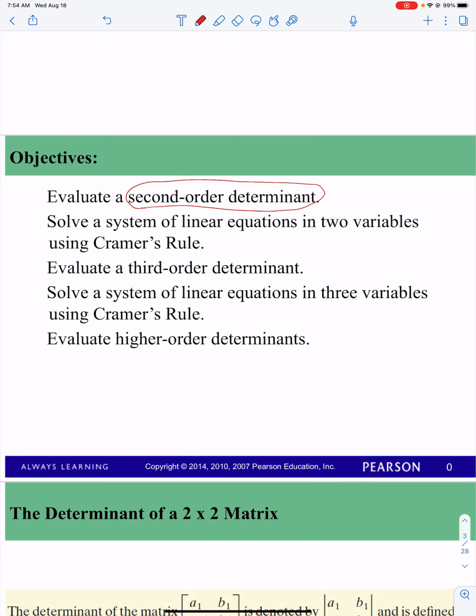Solve a system of linear equations in two variables using Cramer's rule. Evaluate a third order determinant. And solve a system of linear equations in three variables using Cramer's rule. Evaluate higher order determinants. This is only for understanding, so these two you need to know how to do.